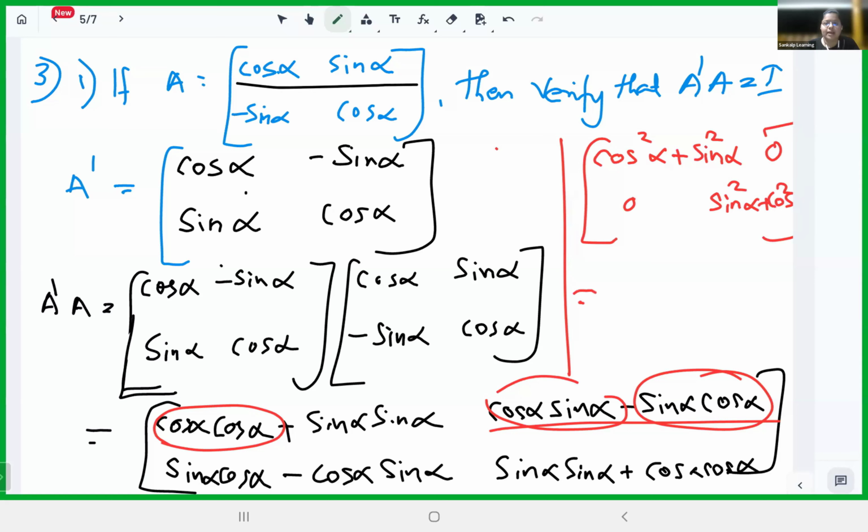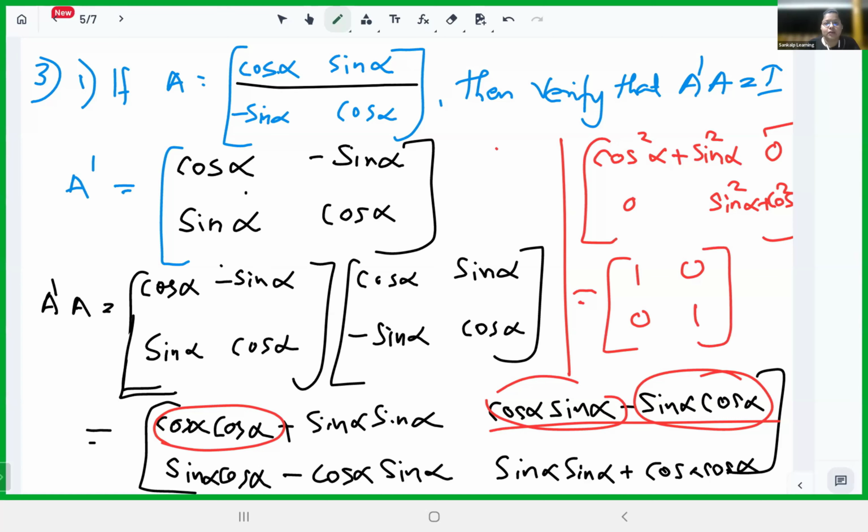So what is the value of cos square alpha plus sin square alpha? We have already studied the identity, right? Cos square x plus sin square x is 1. Here in place of x, you can see the angle is alpha. So it also satisfies the same value, isn't it? So cos square alpha plus sin square alpha is equal to 1. So the first element is 1. Second element we have already got as 0. Third element is already 0. Now what about the fourth value? Fourth value is also the identity sin square alpha plus cos square alpha. So the value is nothing but 1.